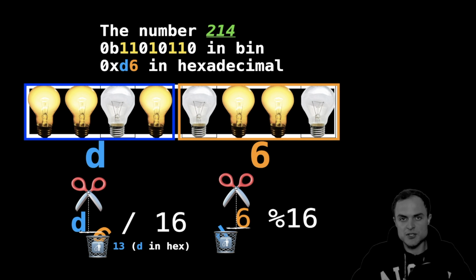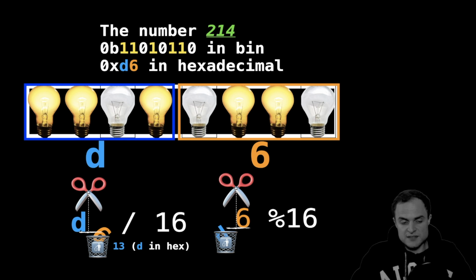How can I get the 4 most significant bits of this byte? Well, I can do division by 16. If I take 214 and I divide this number by 16, I get the number 13, indeed, the letter D. If I do modulo 16 of this number, I get 6. Try by yourself. So you see that with division, I get the 4 most significant bits, and with modulo, I get the 4 least significant bits. It's very handy.